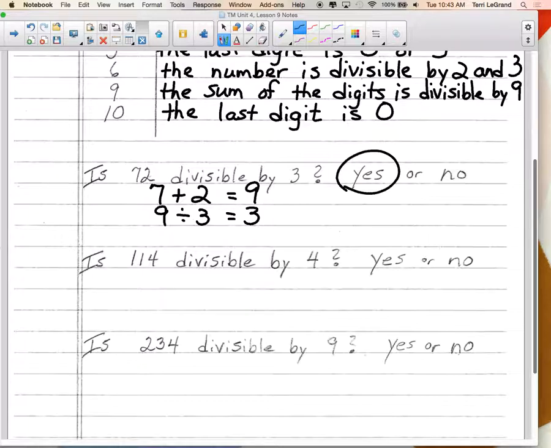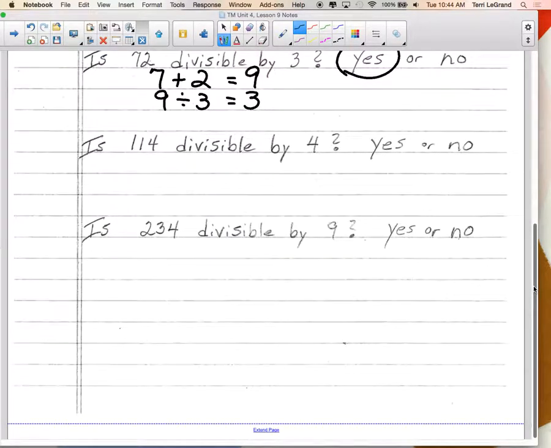If somebody said to you, is 72 divisible by 3, you go, okay, let's see, 7 plus 2 is 9, and 9 divided by 3 is 3. You go, yes! That's all you have to do. That's all they asked you, didn't they? Is 72 divisible by 3? Anybody happen to know what the quotient is for 72 divided by 3? Well, that's not the question right now anyway.